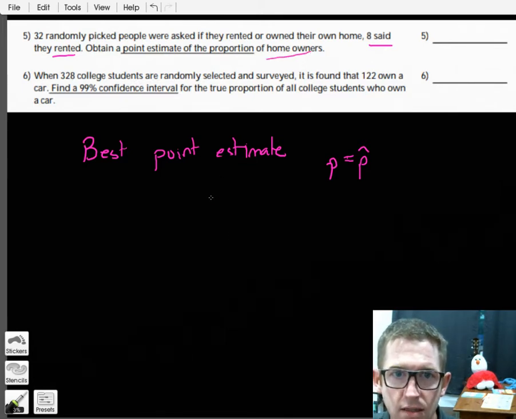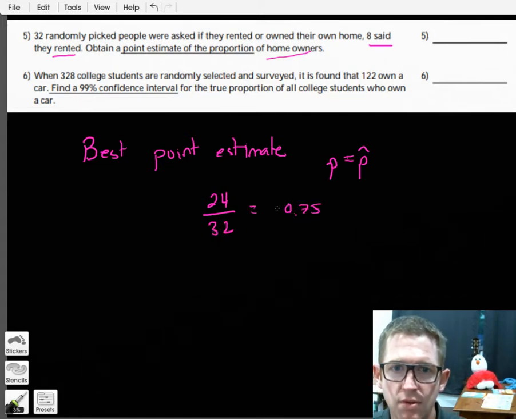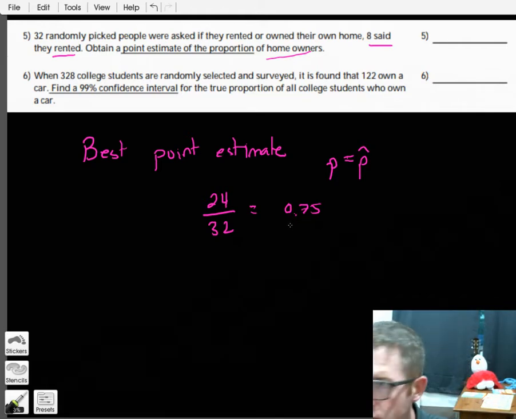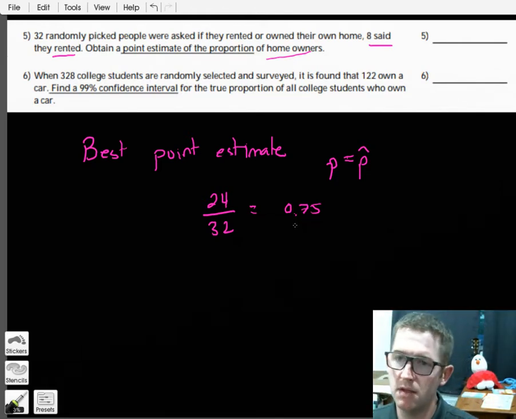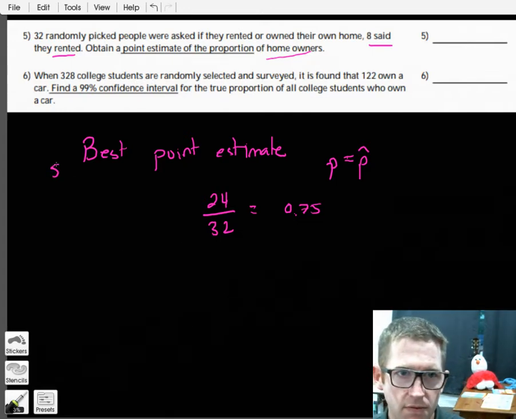So if 8 rented, then 24 owned the home out of 32. 24 out of 32 is 0.75. So there you go. That's the best point estimate. You take the best point estimate of the population from the sample proportion. That's number 5.